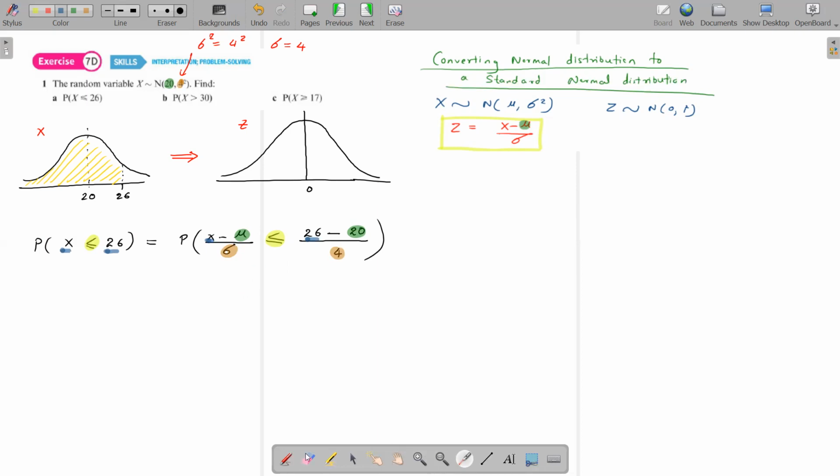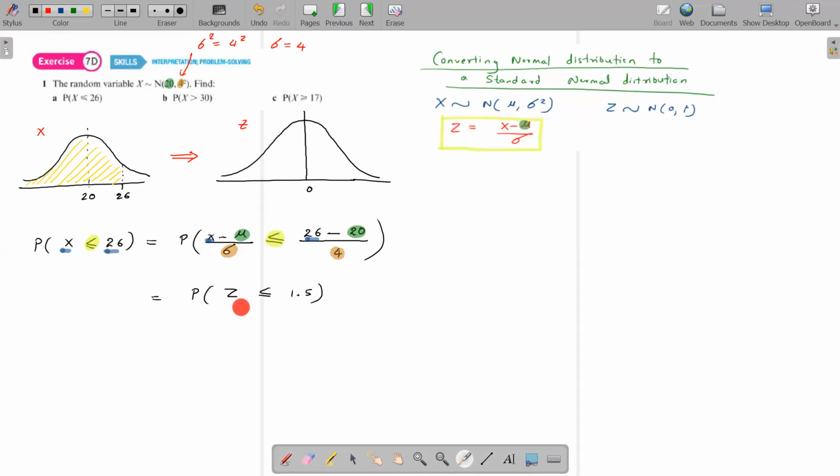Okay, guys? So when you do this, what do you get here? This becomes x minus mu over sigma, which is our z variable. So z is less than or equal to... shall we get the value? 26 minus 20 is 6, divided by 4. That's 1.5, right? 3 over 2, 1.5. So is z less than or equal to 1.5?